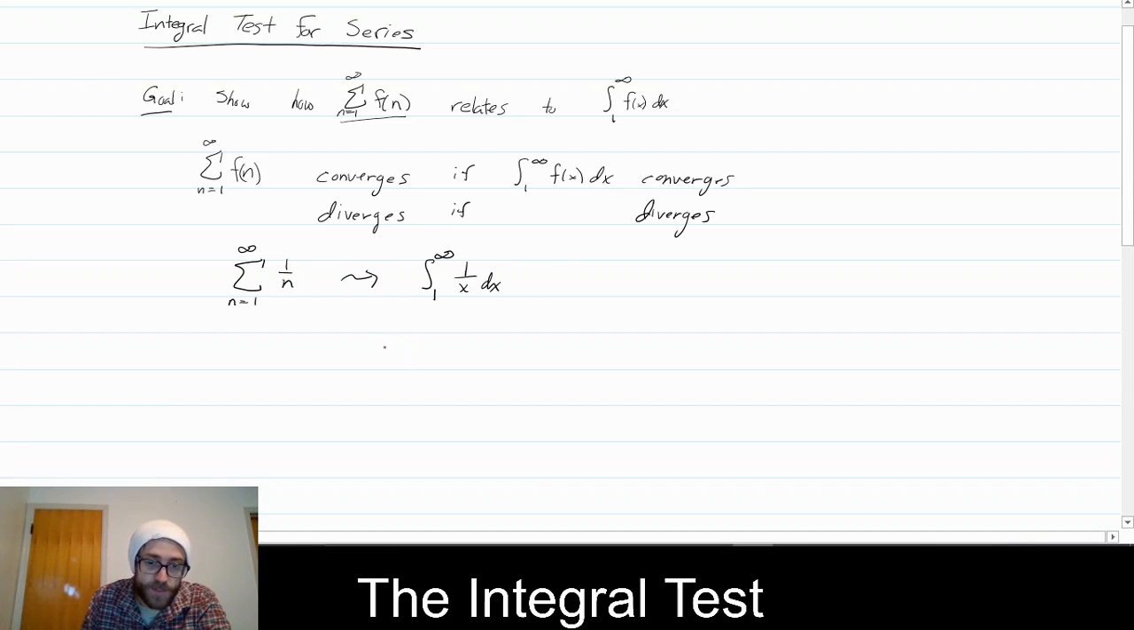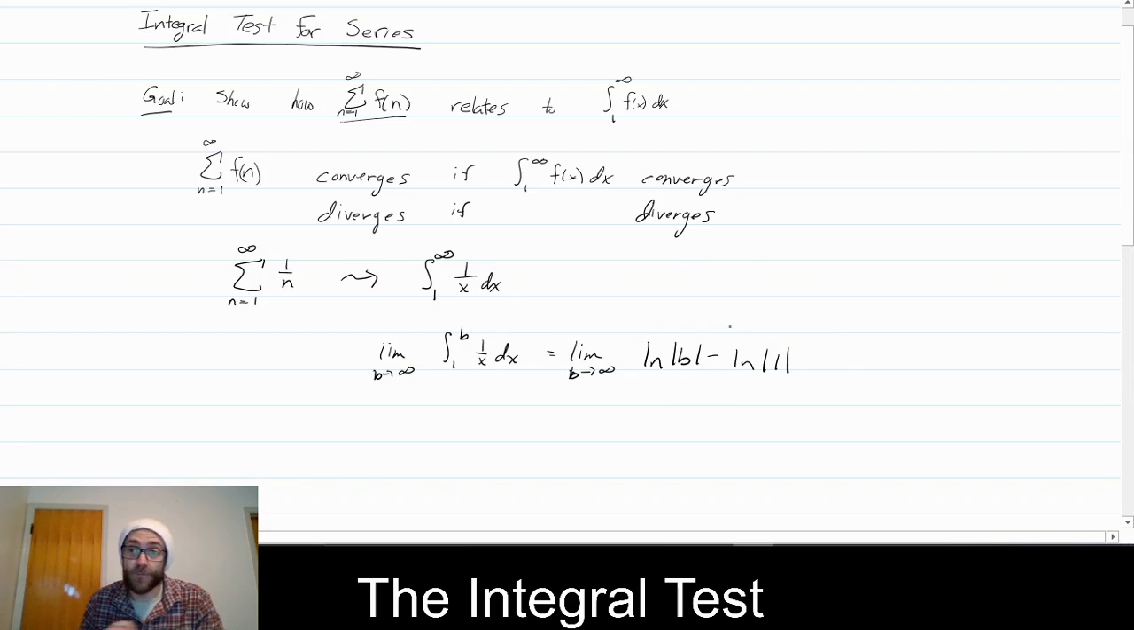If we want to look at this real quickly, this is the limit as b goes to infinity of the integral from 1 to b of 1 over x dx, which is the limit as b goes to infinity of the natural log of the absolute value of b minus the natural log of the absolute value of 1. And this is the natural log of infinity. So as we get bigger and bigger, our natural log just keeps growing. And so this is infinity.